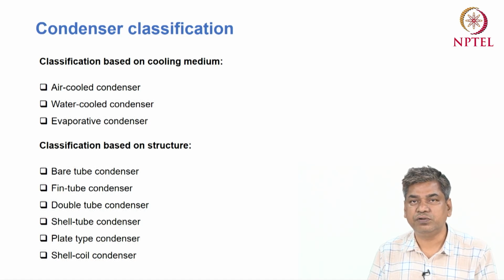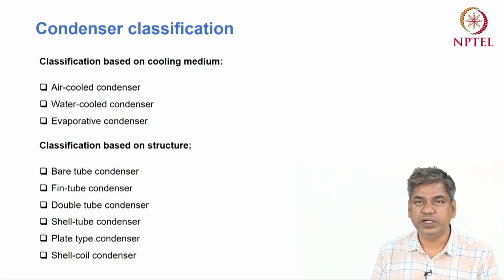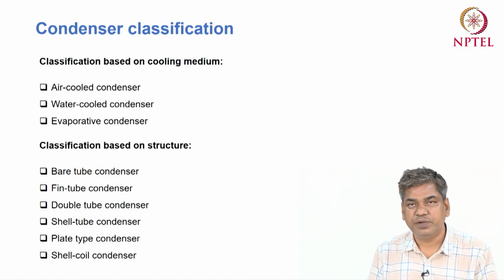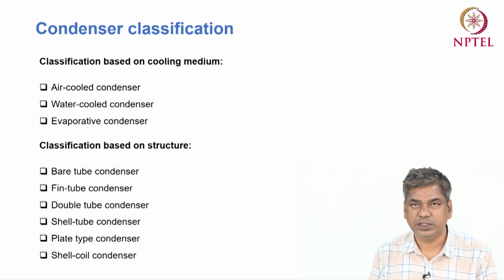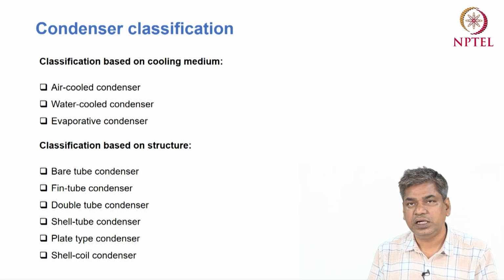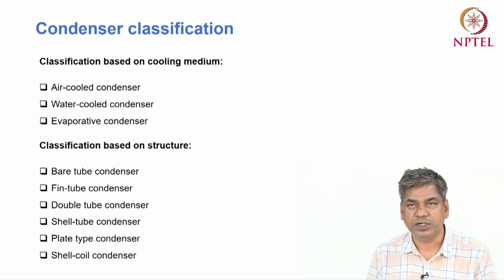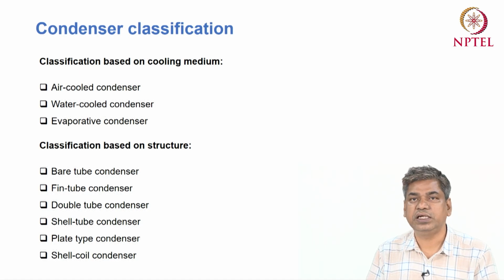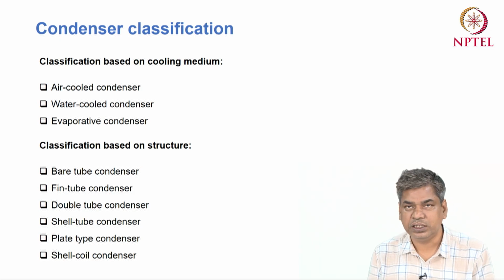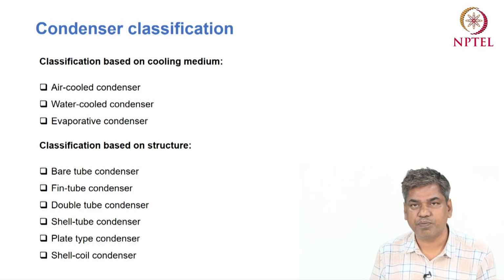So if you want to use a water cooled condenser or liquid cooled condenser, we can use some liquid, which may be water or any other liquid, and which may be connected with the cooling tower, for example. That liquid absorbs heat in the condenser, and that heat is rejected in the cooling tower. So in this circuit we can use other fluids also, not only water, as a coolant.